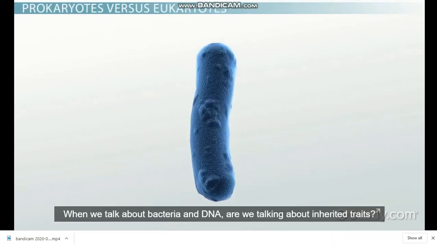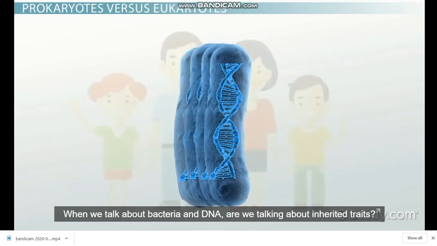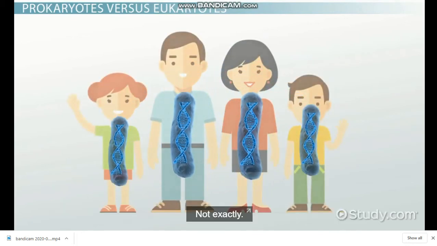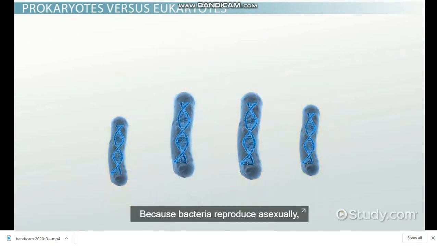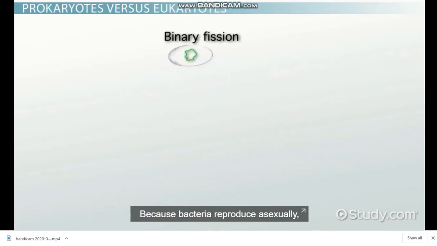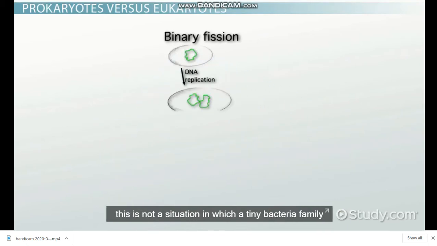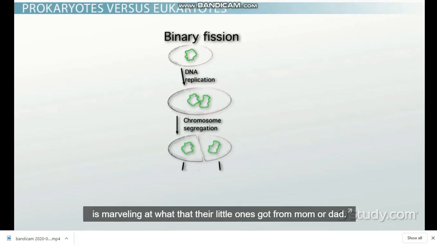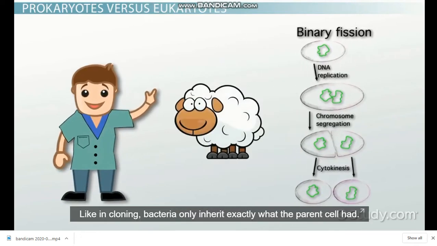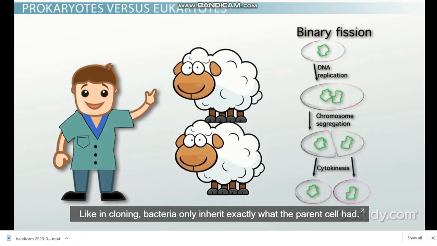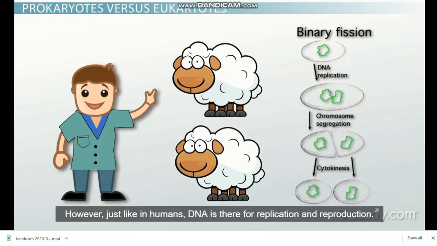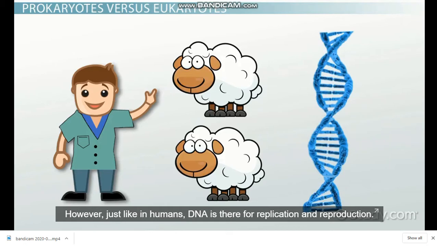When we talk about bacteria and DNA, are we talking about inherited traits? Not exactly. Because bacteria reproduce asexually, this is not a situation in which a tiny bacteria family is marveling at what their little ones got from mom and dad. Like in cloning, bacteria only inherit exactly what the parent cell had. However, just like in humans, DNA is there for replication and reproduction.